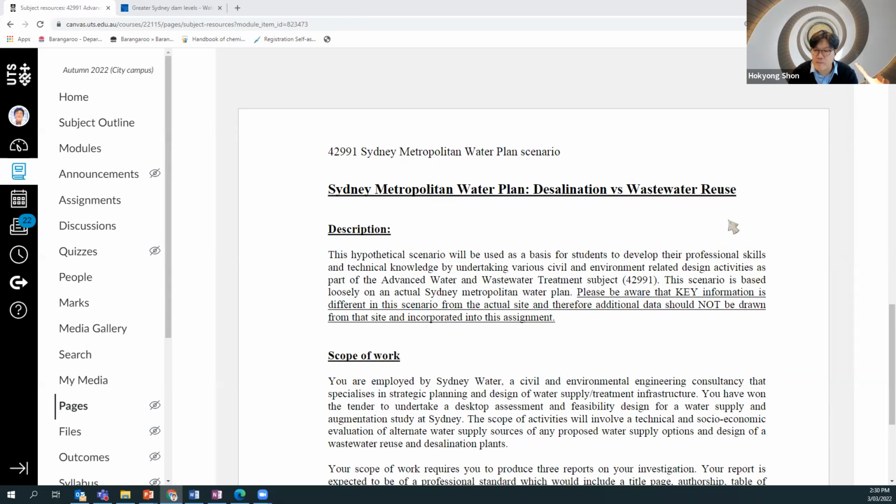So you have the conventional activated sludge wastewater treatment plant. And then we have the advanced wastewater treatment plant, membrane bioreactor. So why do we select advanced? Why not conventional? What are the pros and cons? So that's the second assessment. You have to design a wastewater recycling plant. And then last, your assessment is about how to design a seawater desalination plant in Sydney. So they are all related in Sydney.